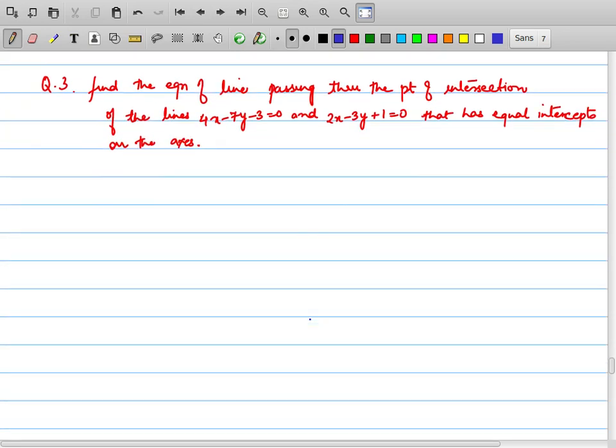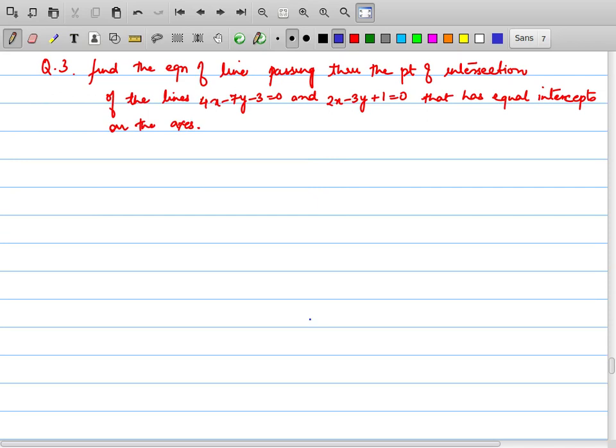Let's take the next question. Find the equation of line passing through the point of intersection of these two lines and has equal intercepts on the axis. Now what does the question say? Question says we have to find the equation of a line.